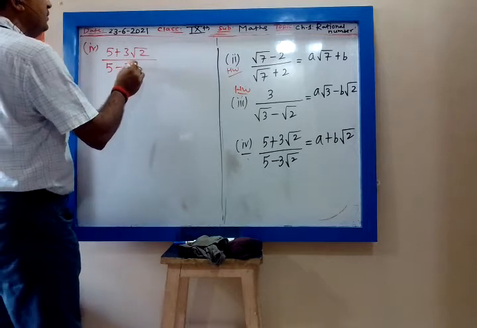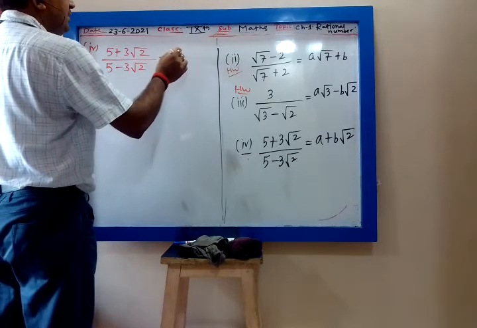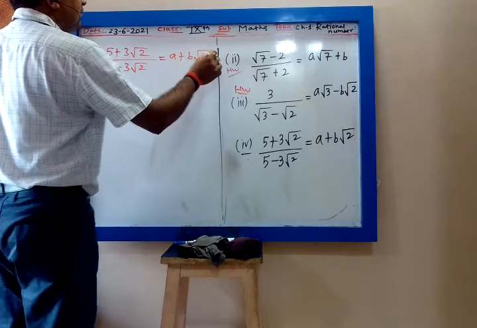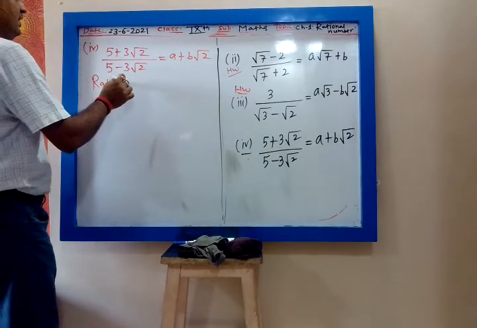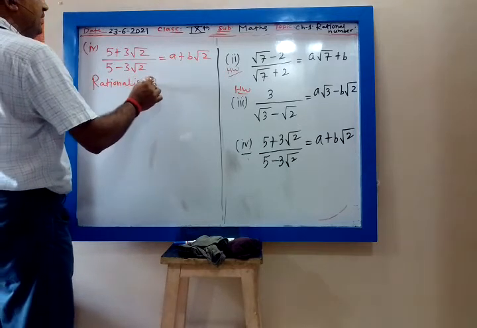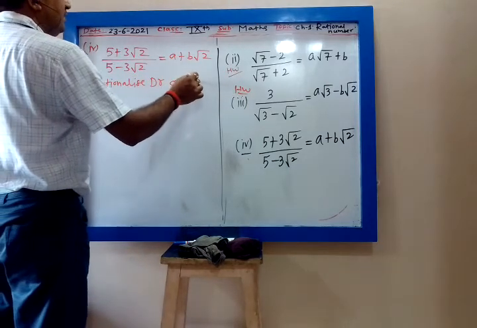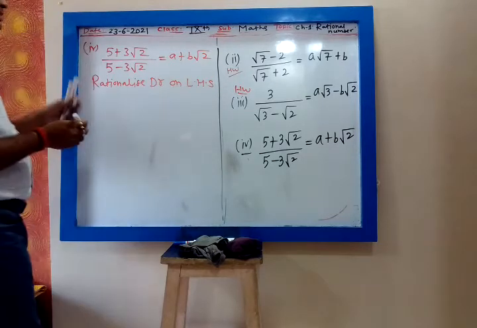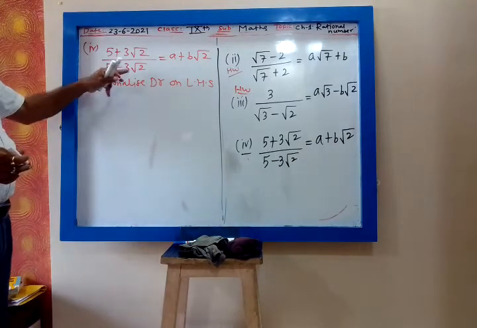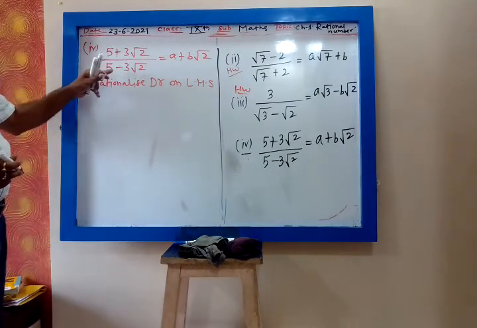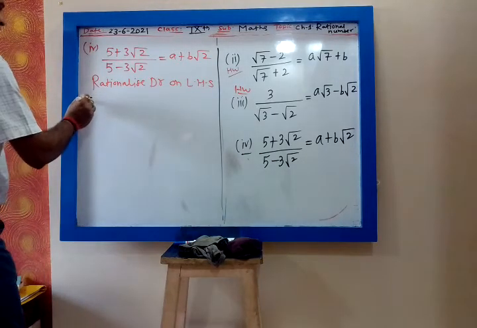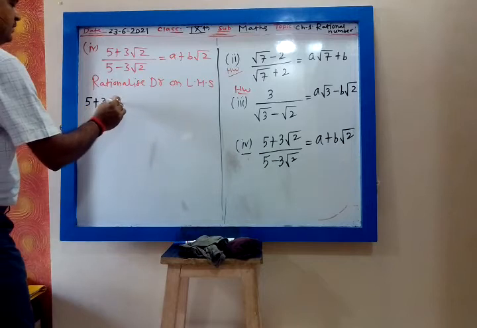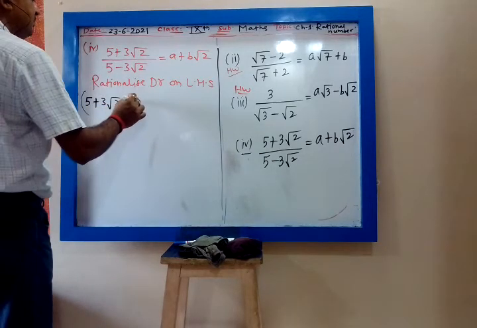5 minus 3 root 2 is equal to a plus b root 2. Our working method is to rationalize the denominator on the left hand side. This is my left hand side. So the denominator is 5 minus 3 root 2. The rationalizing factor will be 5 plus 3 root 2. So multiply and divide by 5 plus 3 root 2.